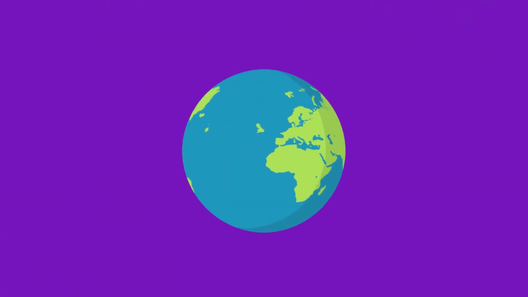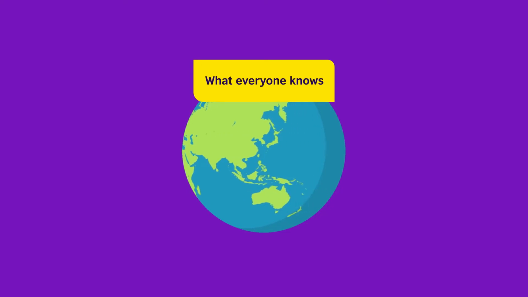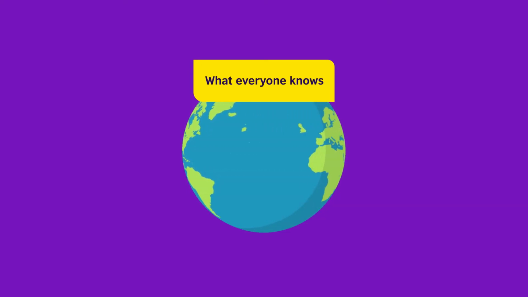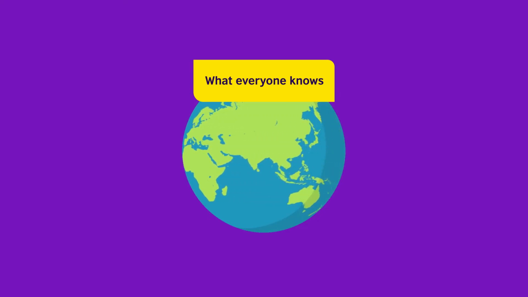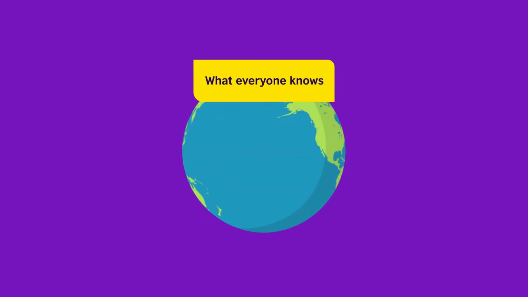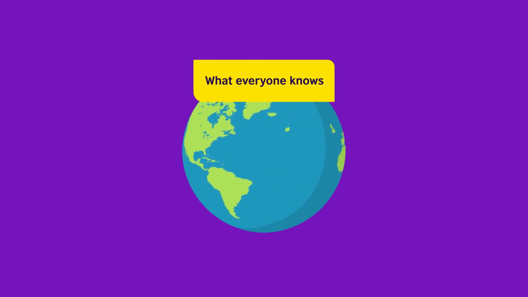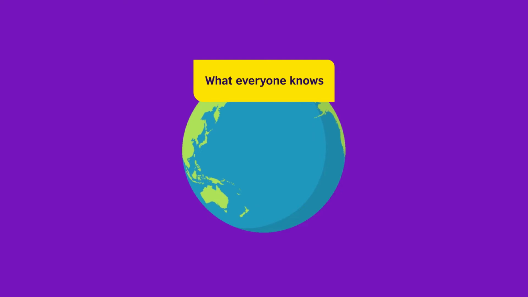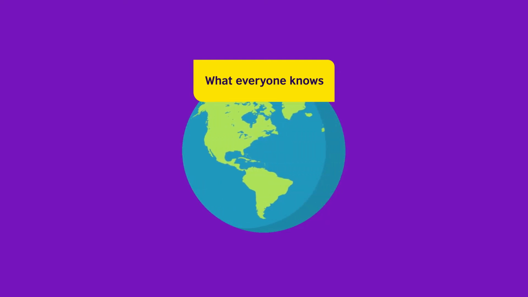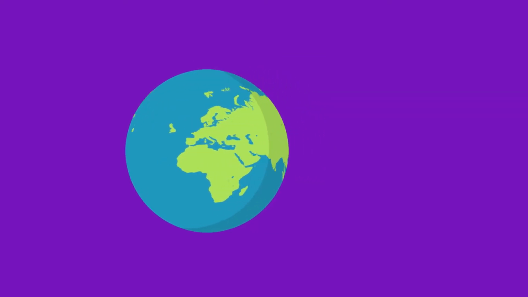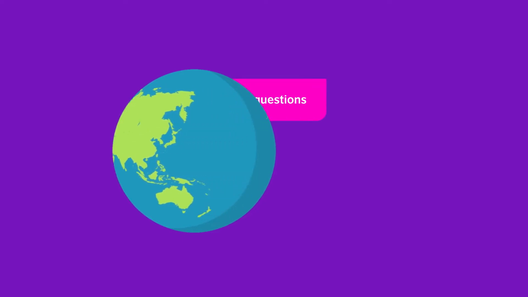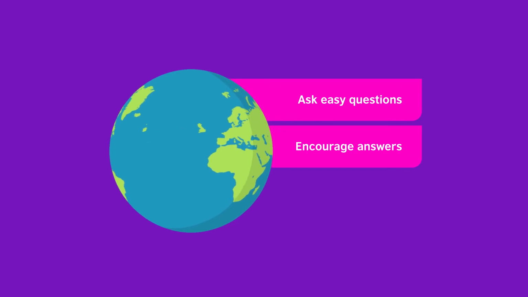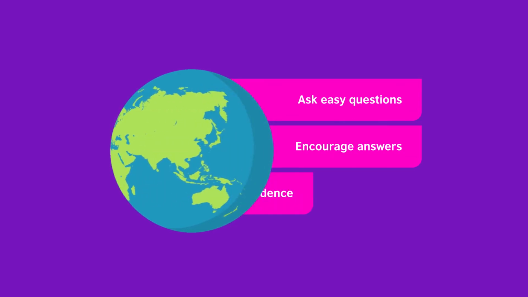Firstly, starting from what everyone in the class already knows is an inclusive way to begin new topics or lessons. Doing this means that all of your learners will have something to offer, and existing knowledge is reinforced. In practice, this could be as simple as asking, "What do we know about this topic?" You could also try asking easier questions at the start of a lesson or topic, encouraging answers from learners who need to build their confidence.